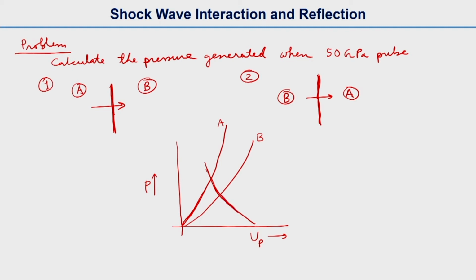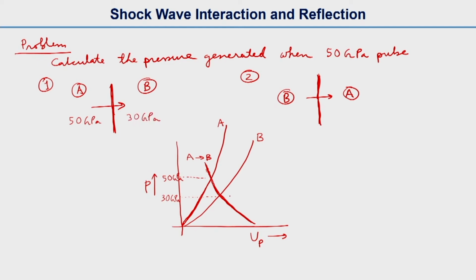So that means this is the first case, which is from A to B transmission, and this is the reflected wave. So in that case, what happened? The pressure, which was 50 gigapascal, now cuts the medium. This reflected wave curve cuts the medium at this point. Let's assume that this is 30 gigapascal. So the pressure, which is initially at 50 gigapascal here, will now in the medium be 30 gigapascal.